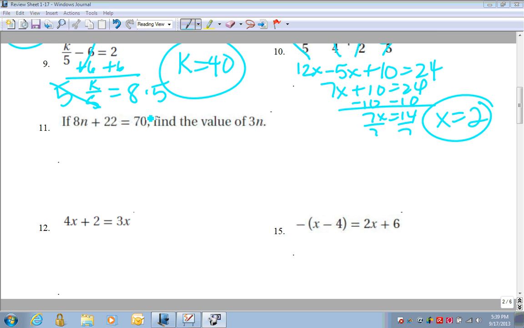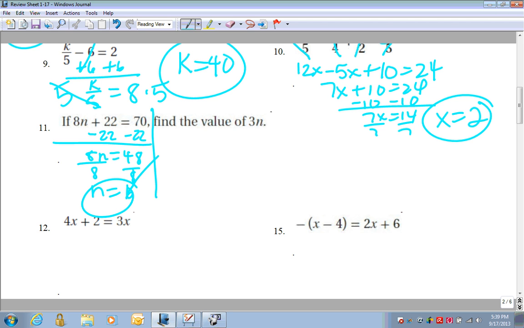Number 11, this is one of the problems that has 2 parts. I'm going to draw a line in the middle. If I subtract 22 from each side, 8n is equal to 48. Dividing by 8, I get n is 6. Now I've got to take that 6 and plug it into 3n. 3 times n is 6, so my final answer is 18.